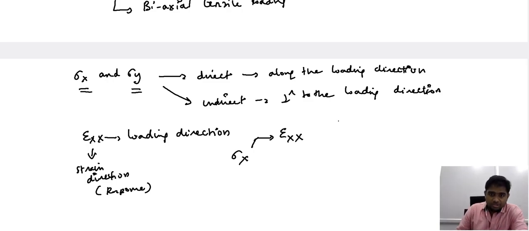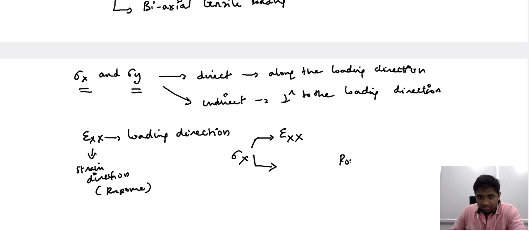So this term indicates the strain along the loading direction for the x-axis. When the loading direction is the x-axis and the strain is also along the same direction, then we describe the strain in this manner. Now, in response to this sigma x, the loading along the x-axis, there is also a strain along the y-axis due to Poisson's effect.